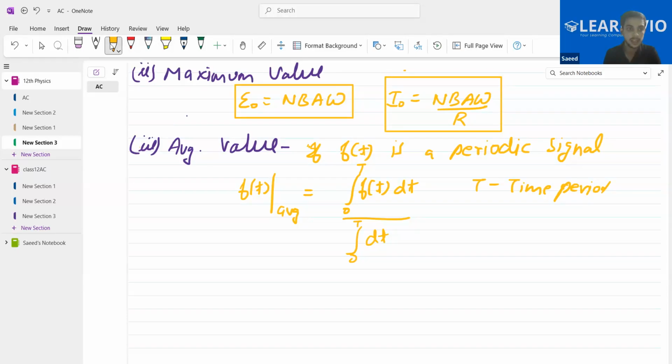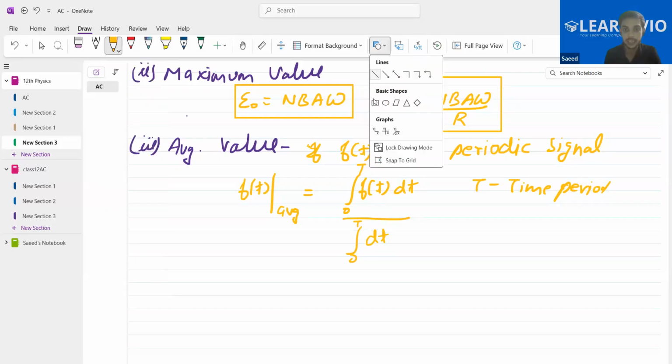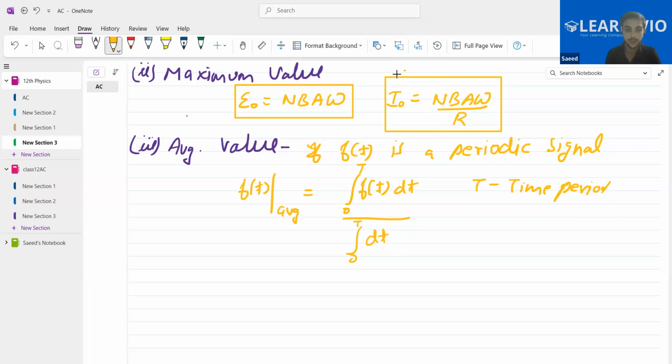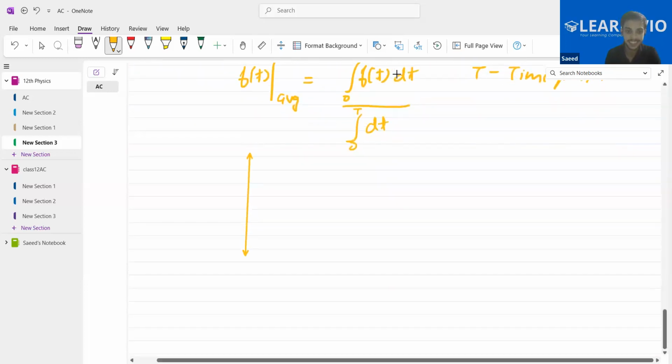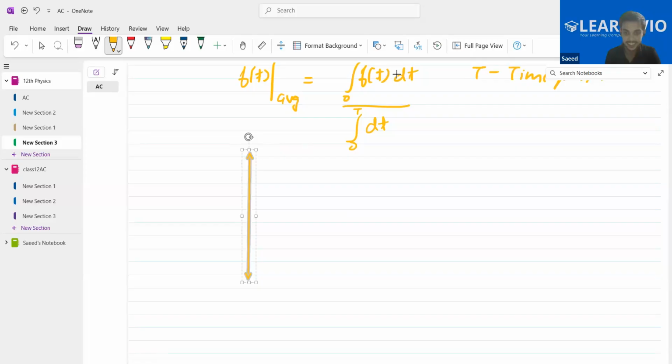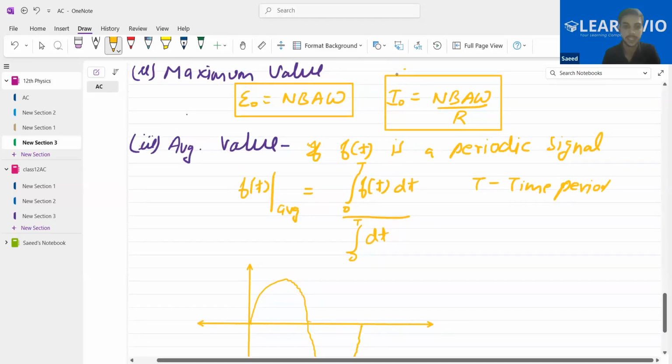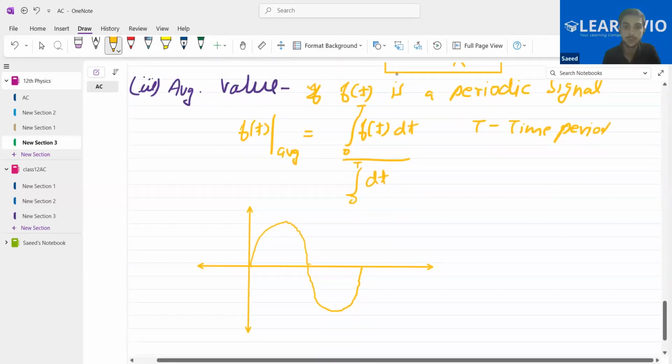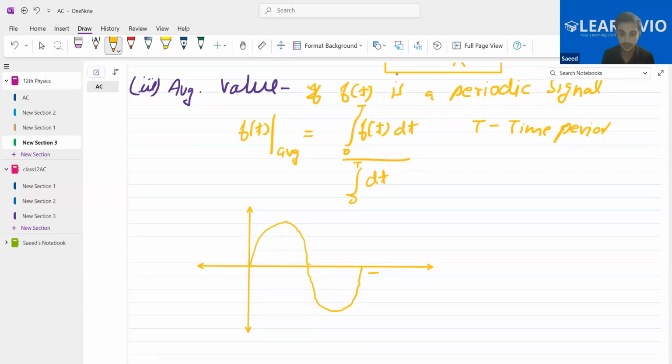Now see what we are going to do next. Do you know what the average of sine is? I'm asking it directly. Okay. Just come here. Let's see. In the numerator we are writing the integral of f of t dt from 0 to T, and this will be divided by the time period T. Let's take it from 0 to T by 2. Yes or no?